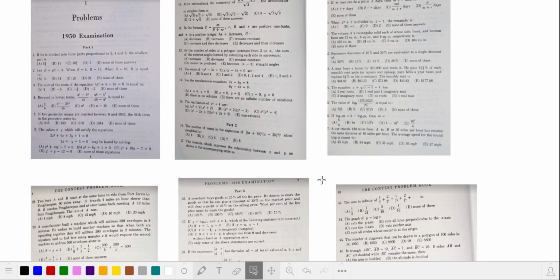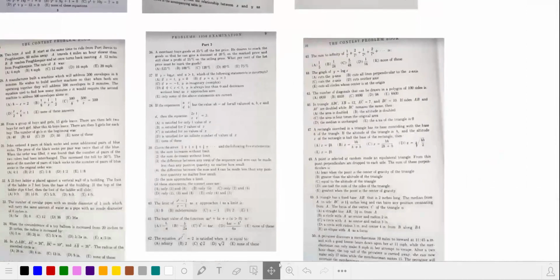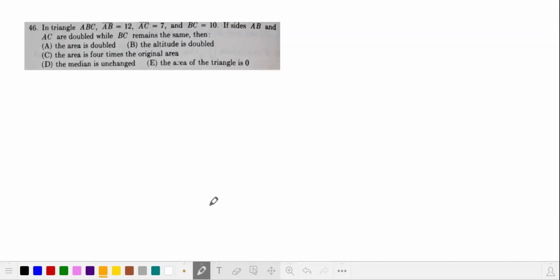In my brief scan of the problems in the 1950 exam, I haven't seen too many differences between then and a current AMC. So let's focus instead on the final 5. In the 1950 exam, the final 5 begins with problem number 46. You can also find these problems and the rest of the problems in the 1950 exam on the AoPS website.